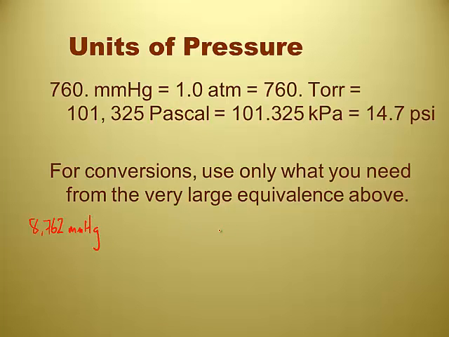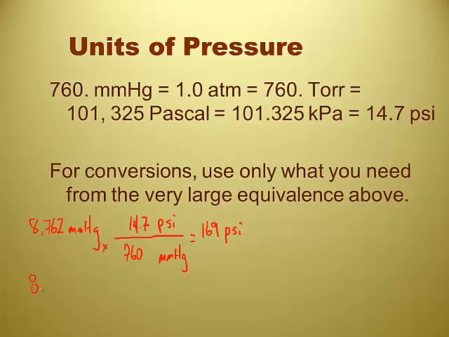Let's change that to PSIs. All right, PSI. If I want to convert that to PSI, it's going to be really simple. Millimeters of mercury has to go on the bottom. PSI has to go on the top. I'm just going to pick out the 2 units that I need. PSI is 14.7 according to the equality on the top of the page here, and millimeters of mercury is 760. So the math is 8,762 times 14.7 divided by 760. You get 169 PSIs. All right, with 3 sig figs, 169 PSIs.